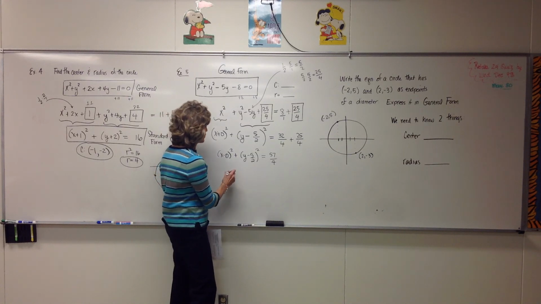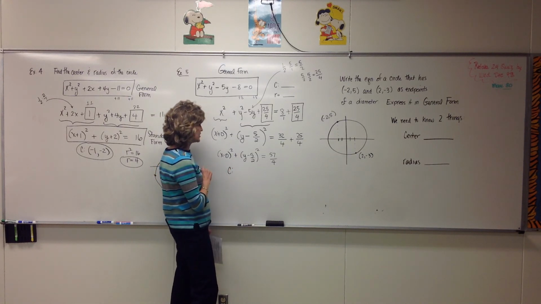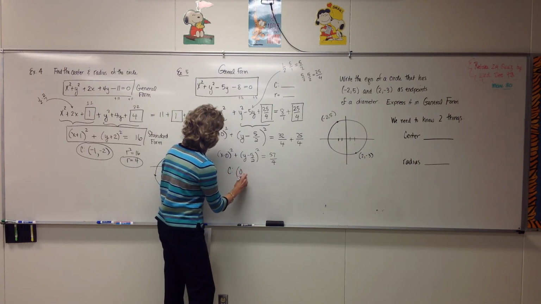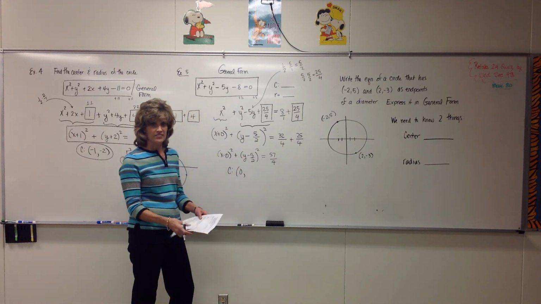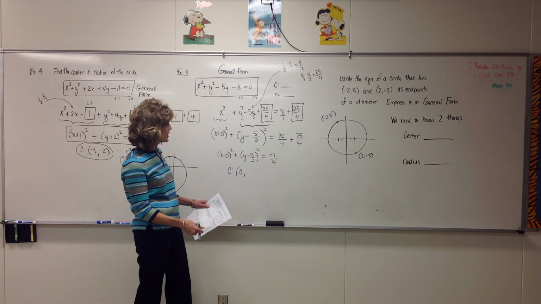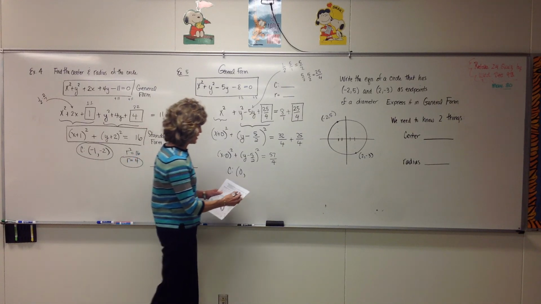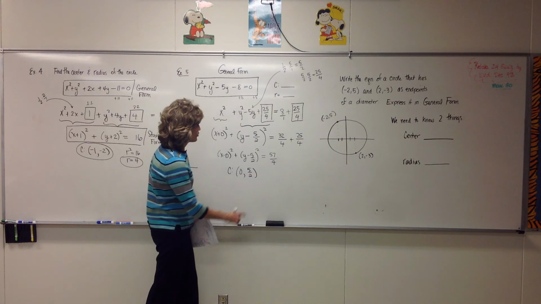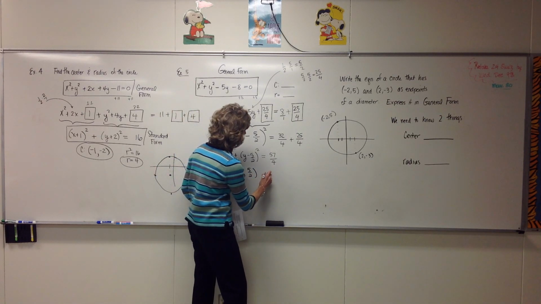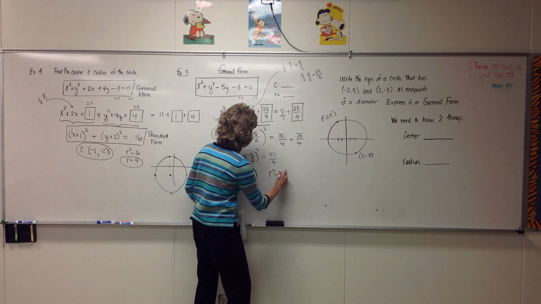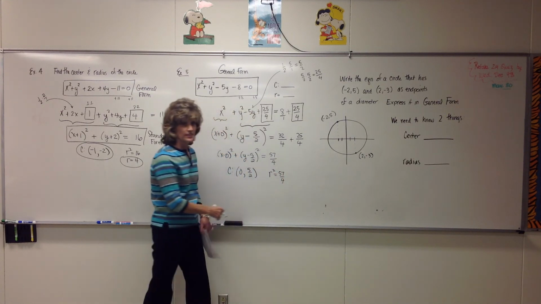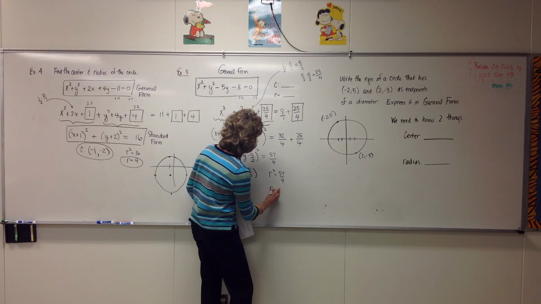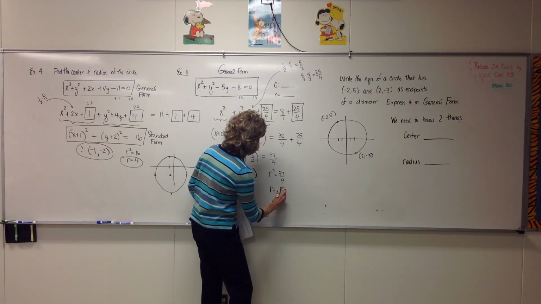So now you can tell me what the center of this thing is. It didn't shift any left or right, so the center is at 0. Y minus 5 halves means that it shifted opposite of what you think, so up 5 halves. The center is at 0, 5 halves. Remember in the equation, this is the radius squared. So the radius squared is 57 fourths. And when you take the square root of both sides, the radius is the square root of 57 over 4.